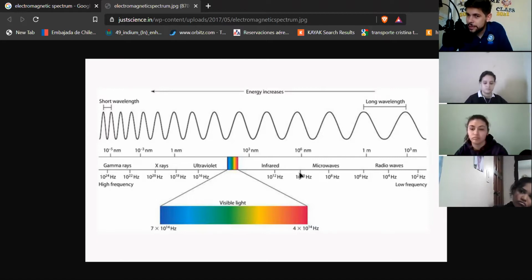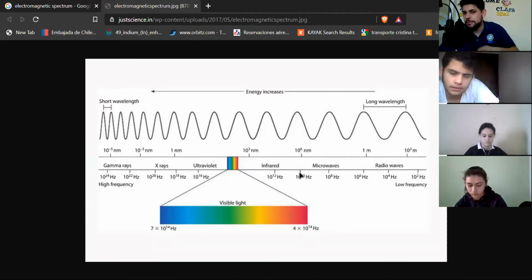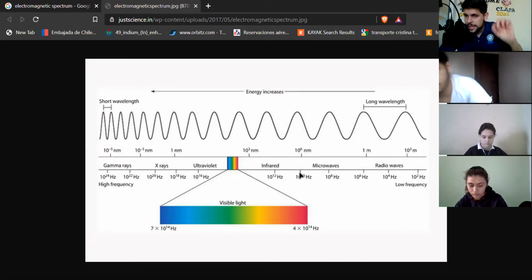Remember the movement of the particles in a wave. For example, if we have a transverse wave, the ones that go like this, are those particles moving or just the wave is moving? Just the wave, right? The particles are stationary, they just move up and down.